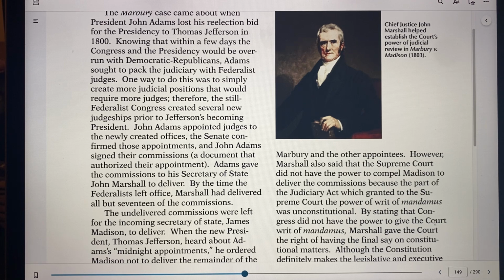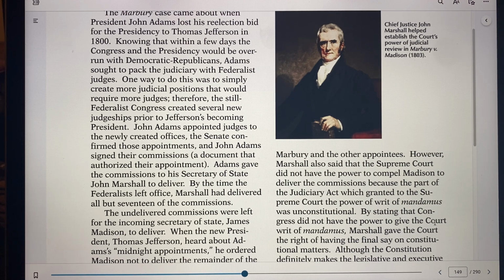And so Adams then sought to what they call pack the court. So basically he sought to pick the judges, or I should say the judicial department, with Federalists, to pack them with Federalists. John Adams was a Federalist. That was his party. We don't have Federalists today. But Thomas Jefferson was a Democratic Republican. And so he sought to pack the court system with judges that were Federalist judges. And one way, he actually created more judge positions so he could put more judges in. So this would be prior to Jefferson taking on. So Adams created and appointed judges and the Senate approved them.